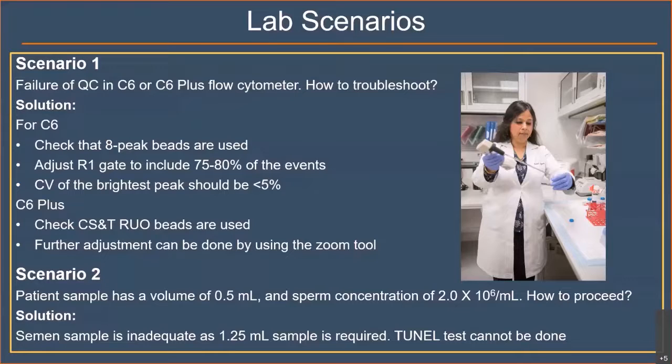Scenario number two is that a patient sample has a volume of 0.5 ml and a sperm concentration of 2 million per ml. How do we proceed? As I mentioned, we need 2.5 million sperm to perform this test because many sperm are lost with the washing steps. In this case, the volume is only 0.5 ml, whereas we require 1.25 ml volume to have the desired 2.5 million sperm. So in this case, the TUNEL test cannot be performed because of inadequate sperm concentration, and we will ask the patient to provide us another sample.